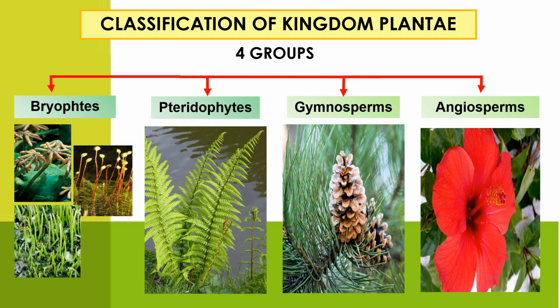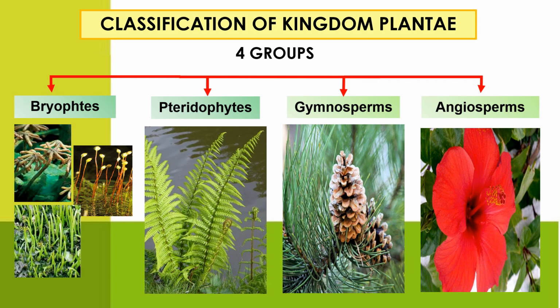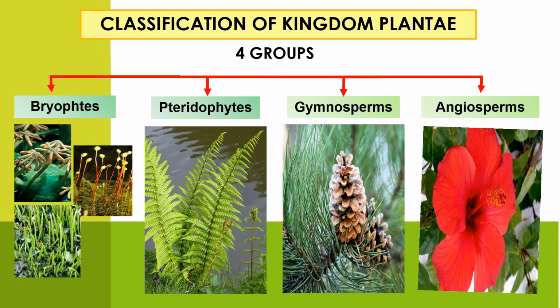There are 4 groups of kingdom Plantae. The first is bryophytes. Second is pteridophytes. Third is gymnosperm. And fourth is angiosperm.